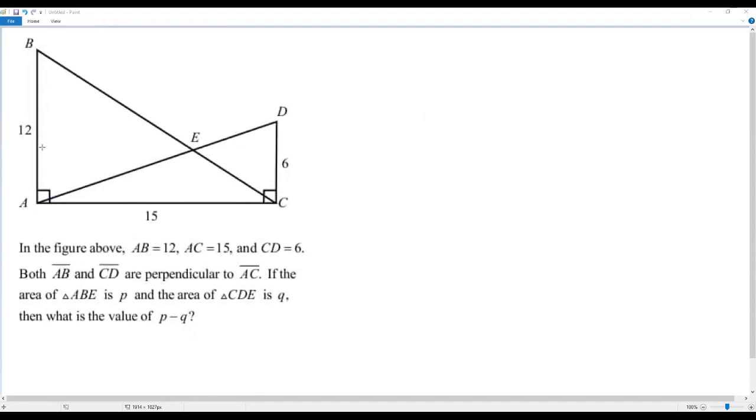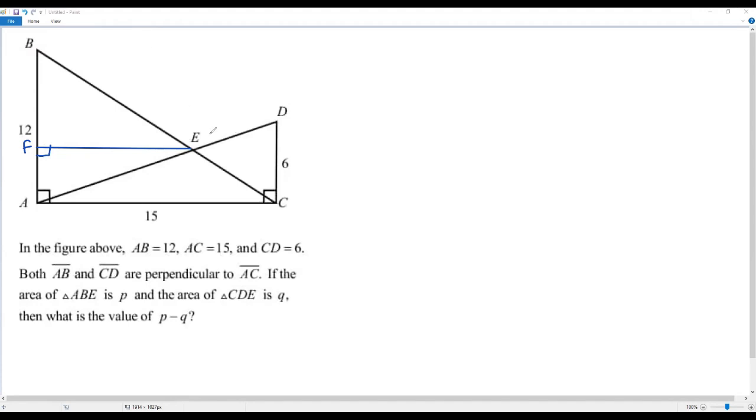First, let me draw the height of the triangle ABE. Let me draw a perpendicular line from the vertex E to the side AB of the triangle. So here it intersects at a right angle. Let me say this is point F. So this line segment EF represents the height of the triangle ABE.